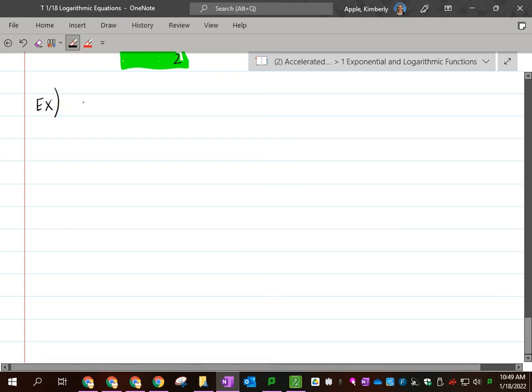So this would be ln of x minus ln. What's the base of the natural log? e. Good. You'll need that in a second. All right, so the first thing I see here is that there are two logarithms subtracted, and so I'll need to use my quotient rule to combine those. This will be ln of x divided by x minus 6 equals 2.